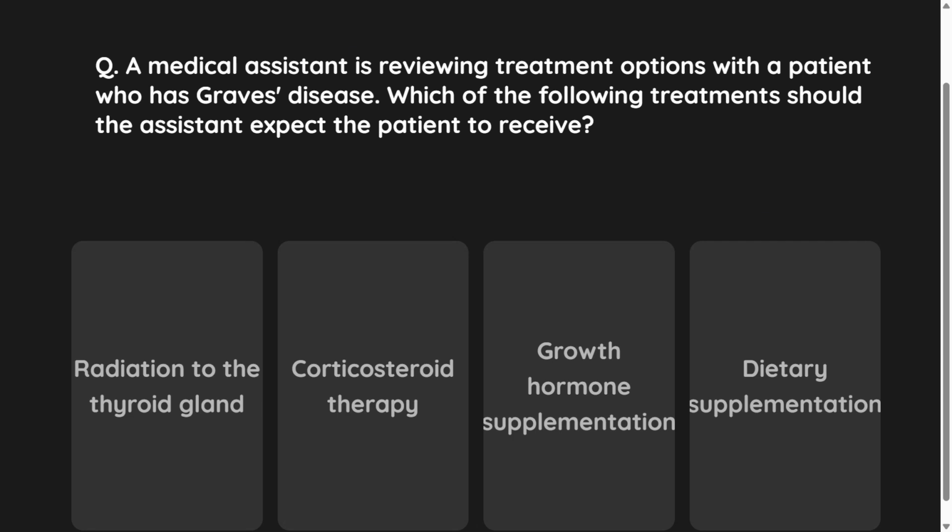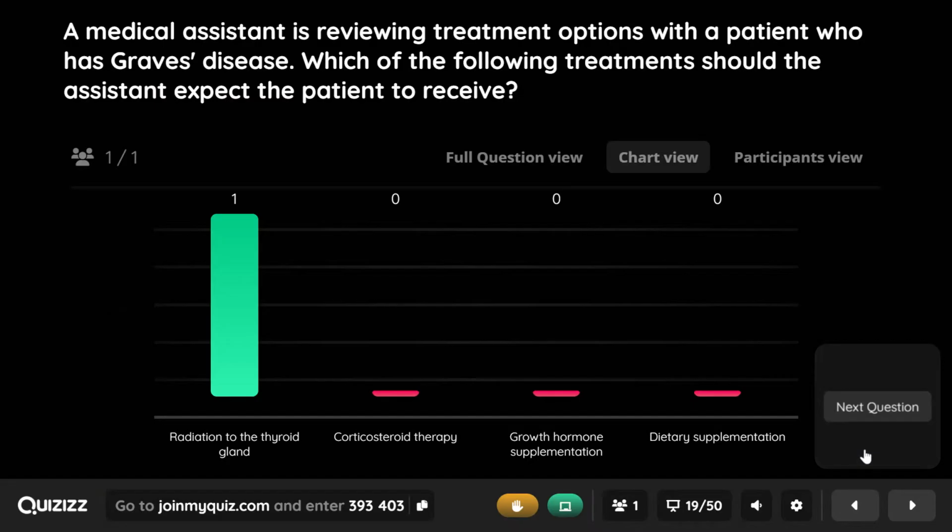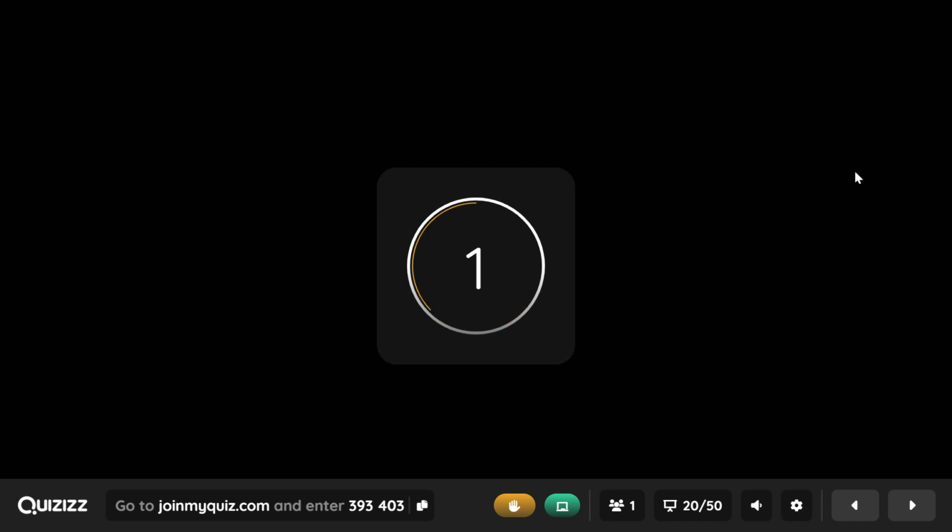So again, when an MA is reviewing treatment options with a patient that does have Graves' disease, one of the treatments that the patient will receive is radiation to the thyroid gland. Now, the treatment works by destroying those overactive thyroid cells, and it reduces hormone production. Okay, so this is the purpose of this specific treatment. A couple seconds to our next question.